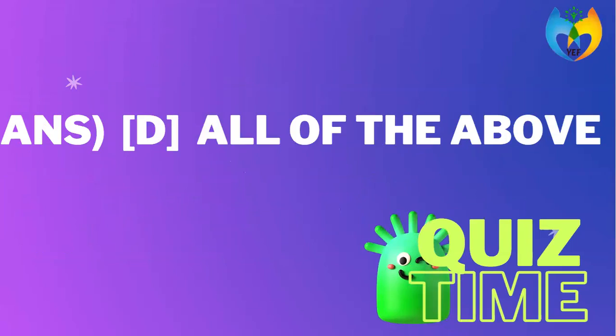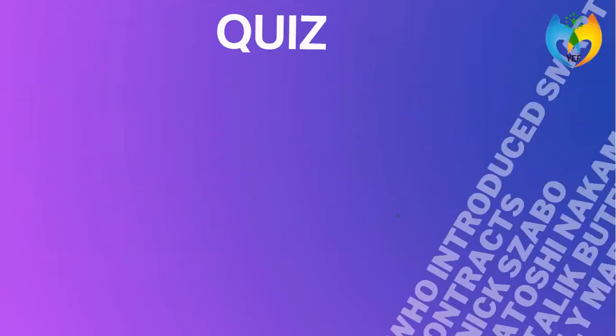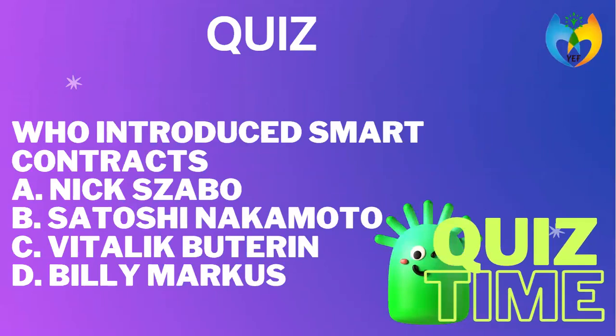For the next question for all of you: who introduced smart contracts? Option A, Nick Szabo. Option B, Satoshi Nakamoto. Option C, Vitalik Buterin. Option D, Billy Marcus. Please mark out the answers.